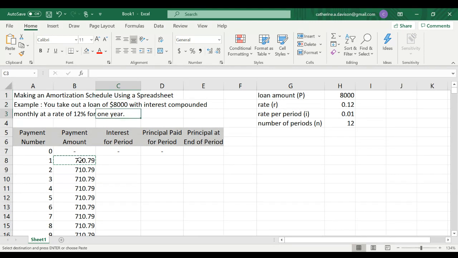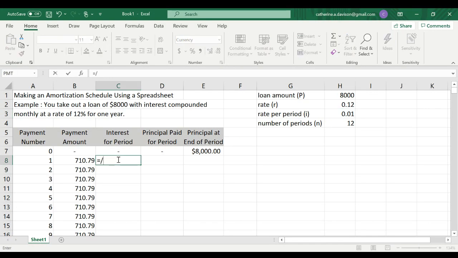And our principal to start with is the amount of the loan, which is $8,000. So to calculate the interest for the first period, what we want to do is multiply the rate for that period, or for every period, 0.01, times the principal at the end of the period before. So for us, that would be 0.01 multiplied by the principal at the end of the previous period.